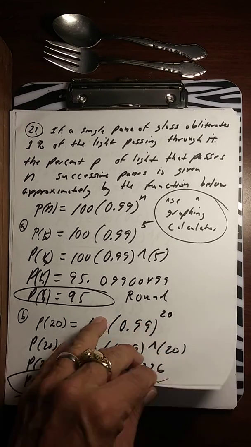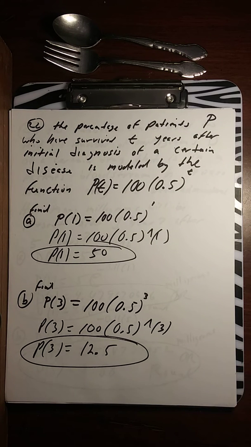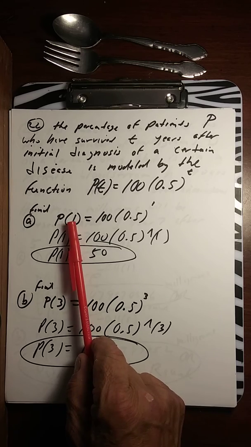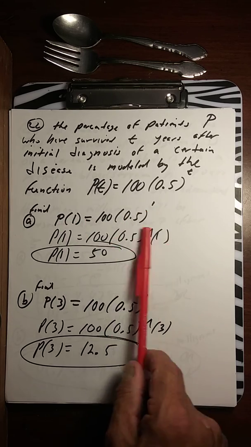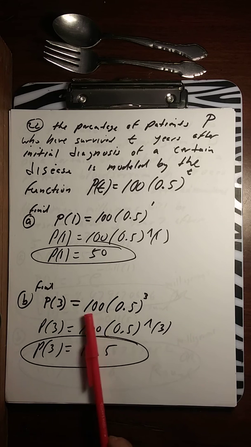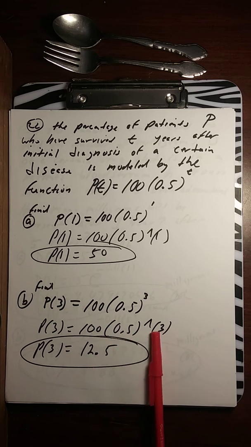Close enough, round it. The percentage of patients P who survive 2 years after the initial diagnosis of a certain disease is modeled by the function. After 1 year, what happens to the patient? Put a 1 in there, use your calculator again, and you're going to get 50. P of 3, put these numbers in your calculator again, and you're going to get 12.5.